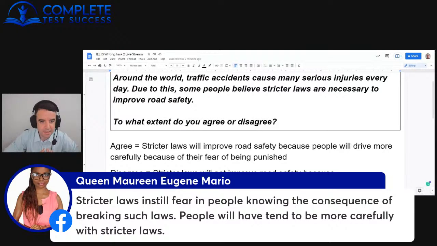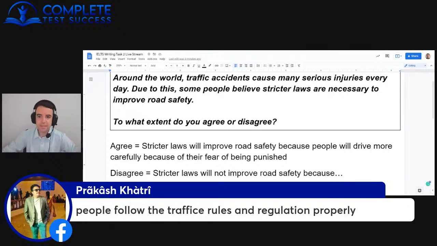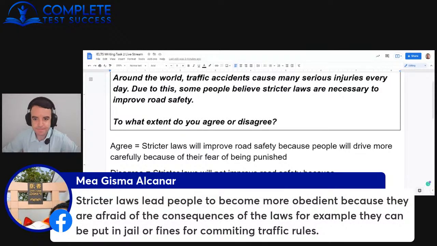Okay, Queen Maureen. Stricter laws instill fear in people knowing the consequences of breaking such laws. Okay, so the fear, good. People will tend to be more careful with stricter laws. So again, that's the outcome. It's not another reason. So the fear will change people's behavior. But again, that's the same idea we had. Again, this is the outcome, not the reason why that outcome will occur.